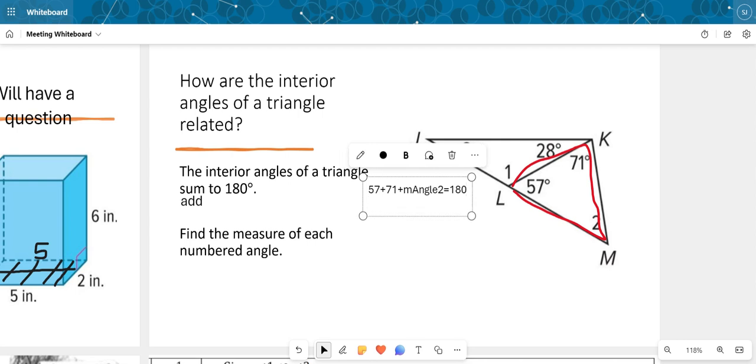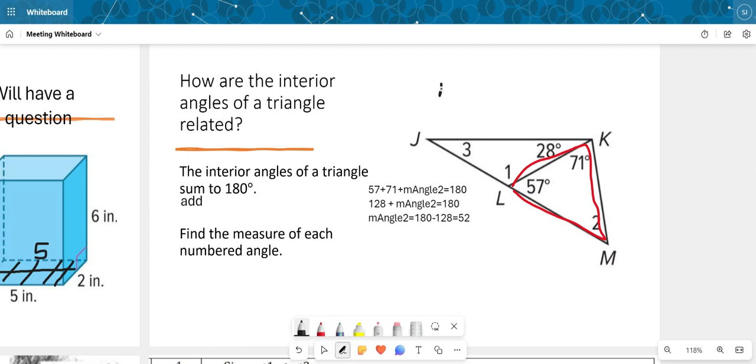So what can we do? We can just start by combining some like terms. 57 and 71, we can add that. We can get 128 plus the measure of angle 2 equal 180 degrees. And we just subtract. We would subtract 128 from both sides. We get the measure of angle 2 is 180 minus 128, which is equal to 52. And we wrote that down. How I wrote it down and how you wrote it down should have been very similar. We wrote down the measure of angle 2 was 52 degrees.